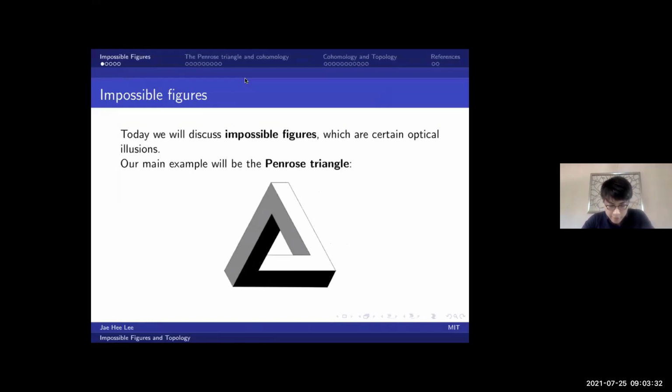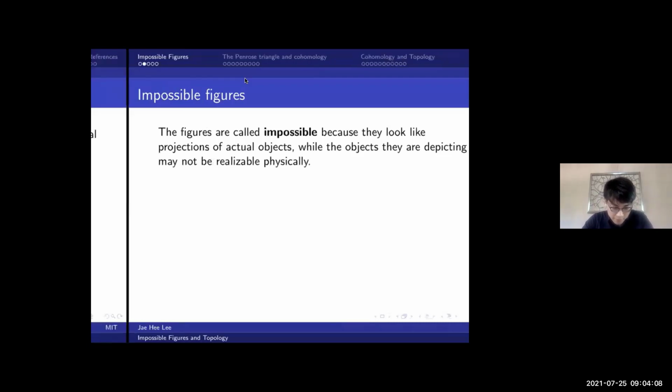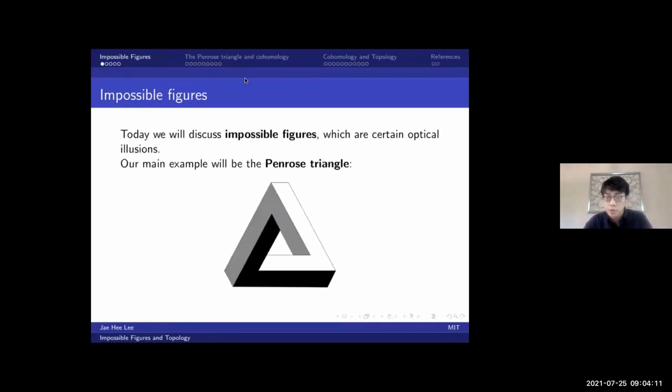So what are impossible figures? These are two-dimensional illustrations of certain three-dimensional mathematical objects, or actual physical solid objects, that look as if the two-dimensional image is a projection from an actual three-dimensional object. But it's impossible because the actual object that the figure is supposed to represent cannot be realized physically as a solid object in our ambient three-dimensional space. So the Penrose triangle is one such example.